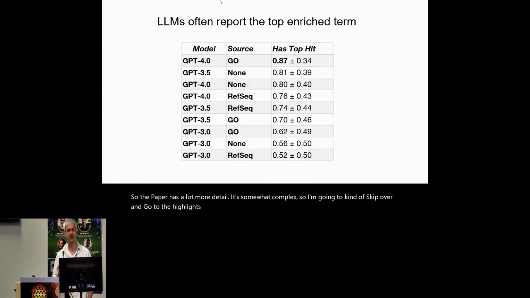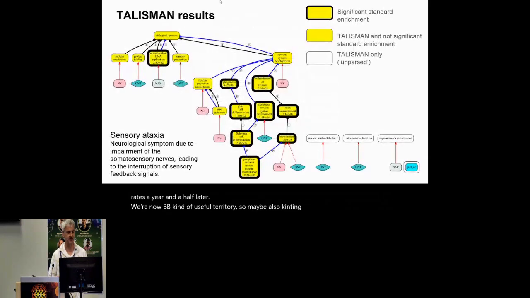This is the first result, about the top enriched term occurring in the list of terms from the model. You note that the top case here is pretty good, has some variance. But almost 90% of the time, the top term is recapitulated in one of the terms in the term list. The other thing you see is this trend of the earlier models doing much, much worse, really at the level of random. And now, a year and a half later, we're maybe in kind of useful territory.